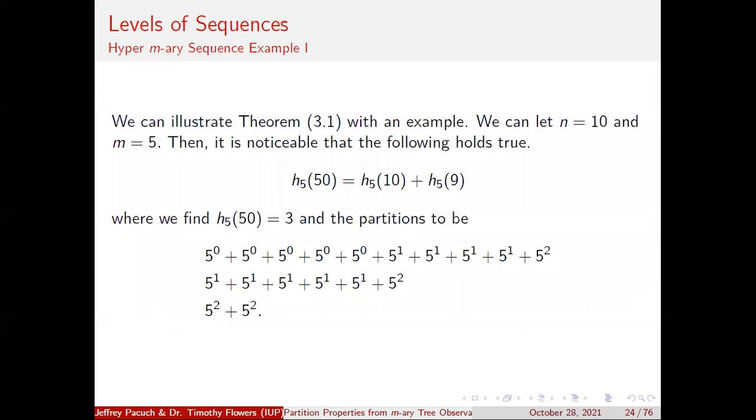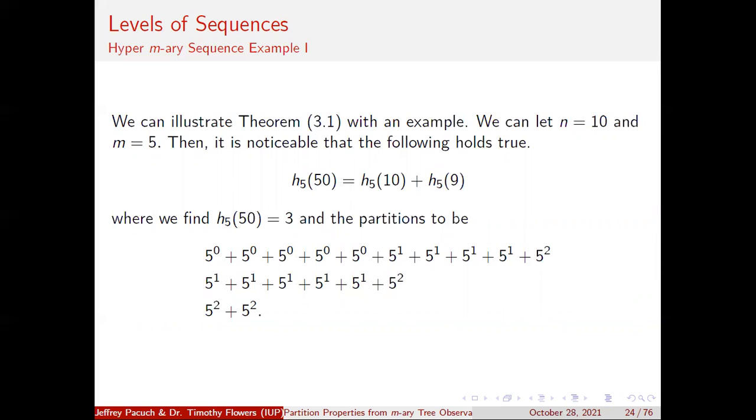So let's actually show this true with an example. Let's just say I chose n equal to 10, and we're looking at the hyper 5-ary sequence, where each power can occur at most 5 times. Then equation 11 will claim that the hyper 5-ary partitions of 50 will be the same as the hyper 5-ary partitions of 10 plus the hyper 5-ary partitions of 9.